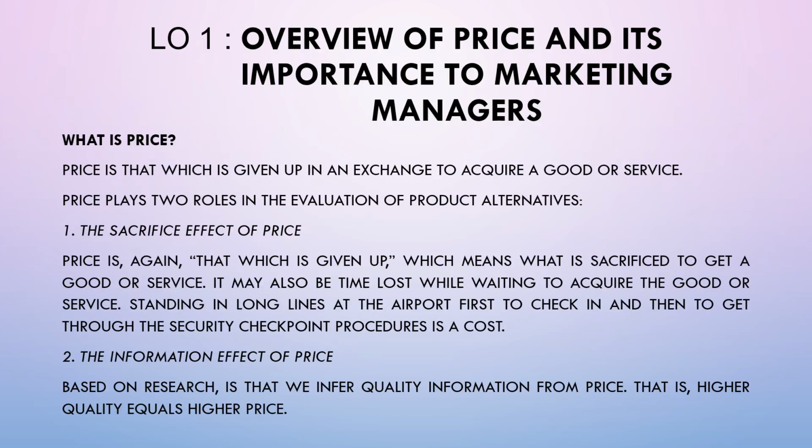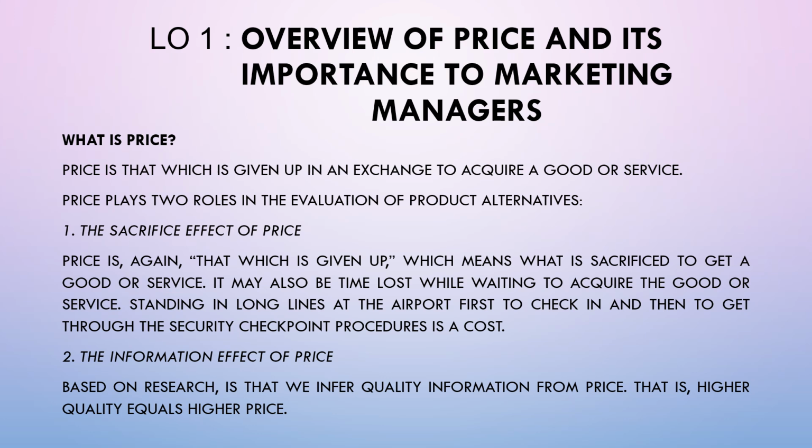As you know, in chapter 1, you have learned the definition of price. So it is actually what is given up in order for you to get something, all right? So you have to exchange, with the medium of exchange typically being money. So actually price plays two roles in the evaluation of product alternatives, especially when you want to buy things, right? So you will consider the price of a product or a service, right?